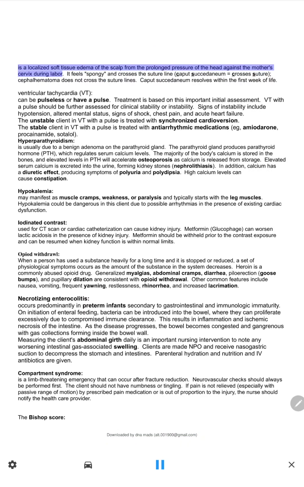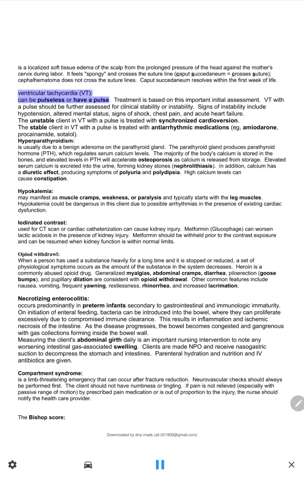Caput succedaneum is a localized soft tissue edema of the scalp from the prolonged pressure of the head against the mother's cervix during labor. It feels spongy and crosses the suture line. Caput succedaneum equals crosses suture. Cephalhematoma does not cross the suture lines. Caput succedaneum resolves within the first week of life.